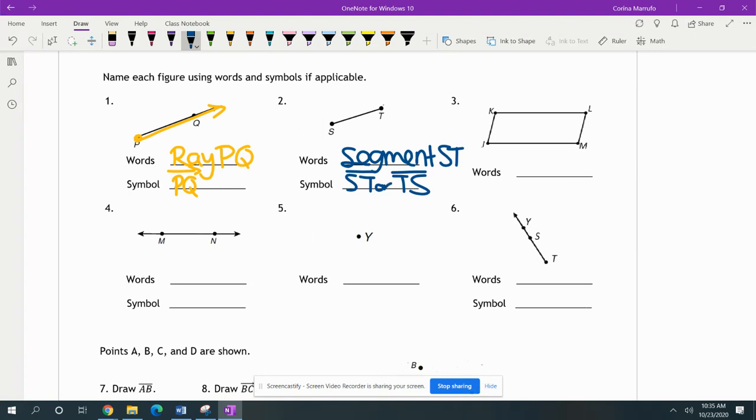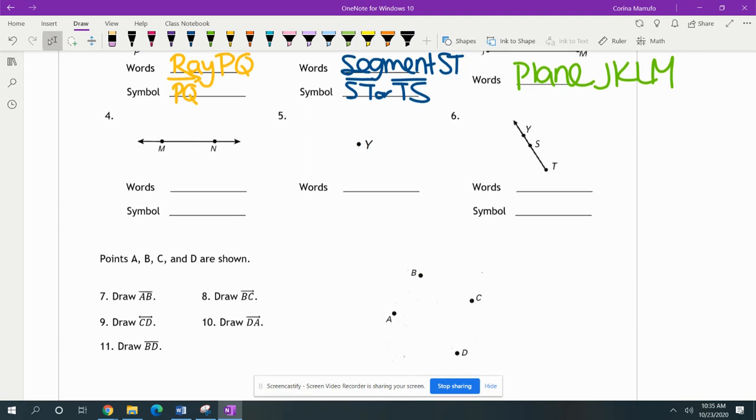Okay, the plane, you can only do a plane in words. So the plane would be plane, and then we pick at least 3 points. So it doesn't matter which point. I'm going to use JKLM. You could have used JKL, MJK, whatever 3 you want to use. This next one, this is a line because it extends forever in both directions. So this is line MN or NM. It doesn't matter the order on this one. Okay. When we use a symbol, we use MN with the little arrows. And I'm going to give both names on this one.